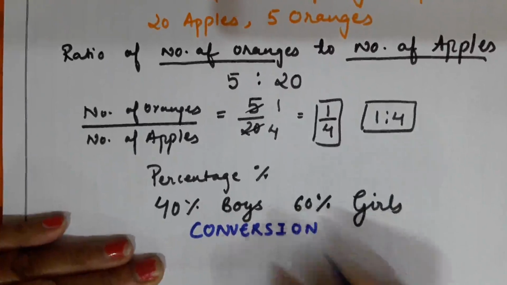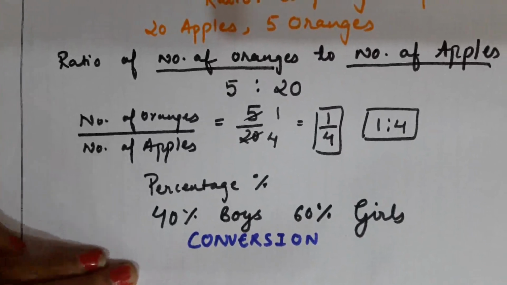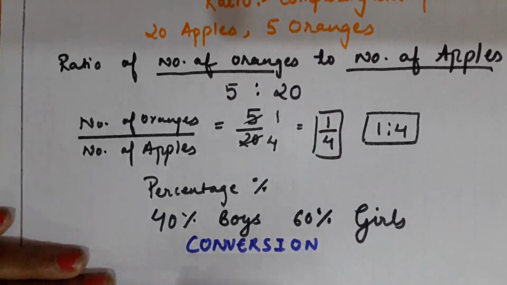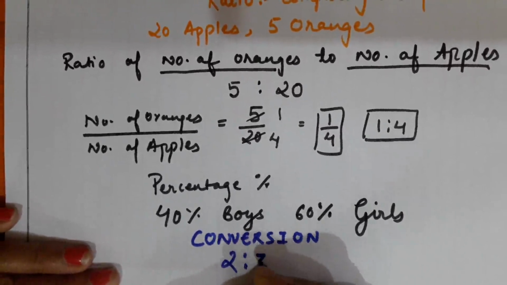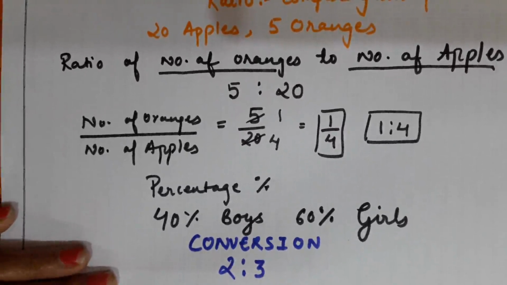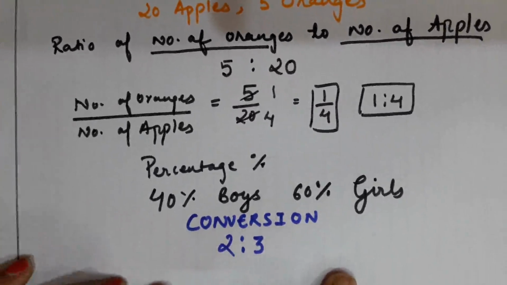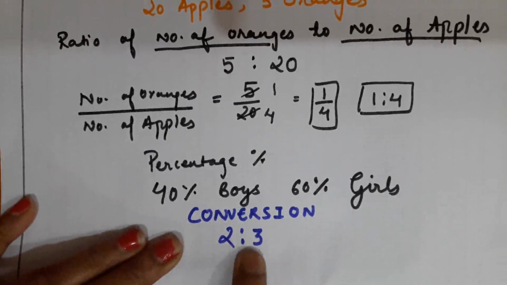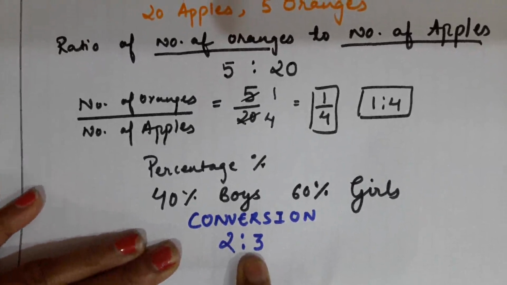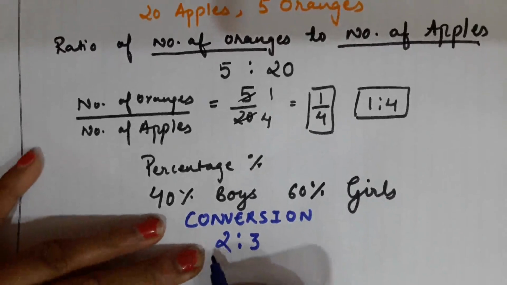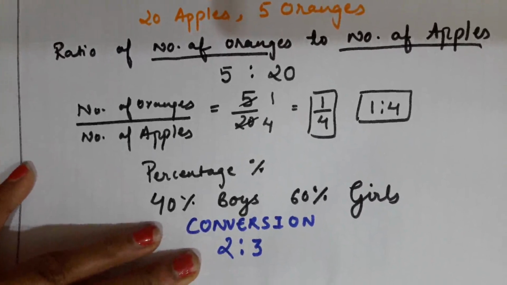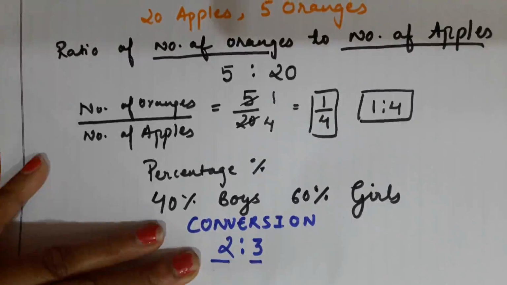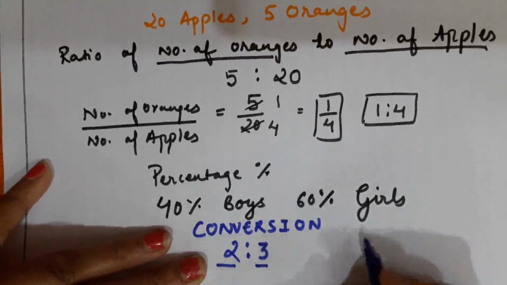Now let's have something additional here, like if we want to do conversion. Conversion means, if I am saying that we have something in the ratio 2 to 3, I need to calculate in percentage what 2 ratio 3 is. We have to convert this into percentage. We need to calculate separately what 2 is and what 3 is in percentage. How can you calculate?